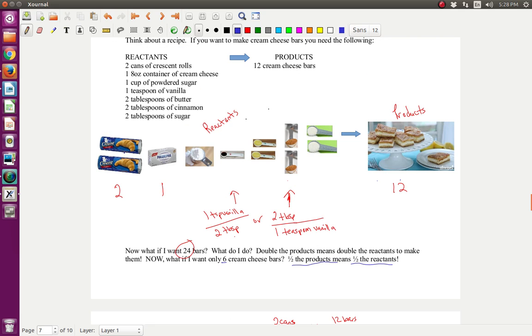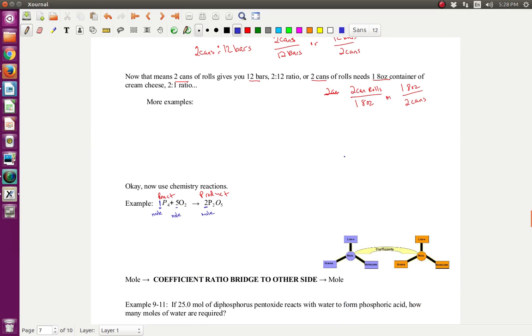2 cans of crescent rolls plus 1 cream cheese, 1 cup of sugar. This has got a lot more reactants. 1 teaspoon rather, 2 tablespoons of butter, 2 tablespoons of vanilla, 2 tablespoons of sugar. Those are all the reactants. Gives you 12 bars. That's the reactant side, is all of these things reacting together to produce the products. Okay, so here, this reactant side, all those things work together to produce these products.